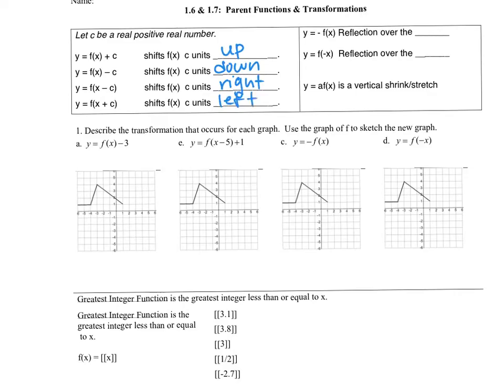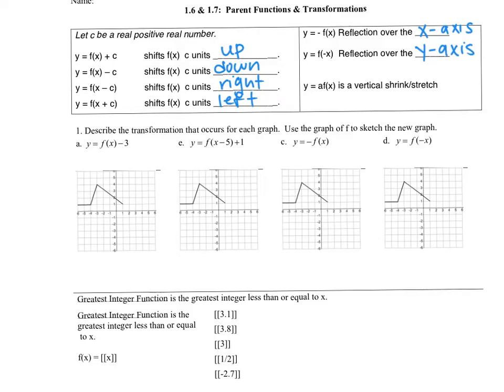Okay, and then for reflections, if I put a negative in front of a function, I'm changing all the y values to the opposite sign. So it's reflecting over the x-axis because the y values are changing. Okay, if I change the x value to the opposite sign, it's going to end up reflecting over the y-axis. Okay, and then if I multiply the function by a constant, it's a vertical stretch or a vertical shrink depending on the value, if the absolute value of that value is greater than 1 or less than 1.